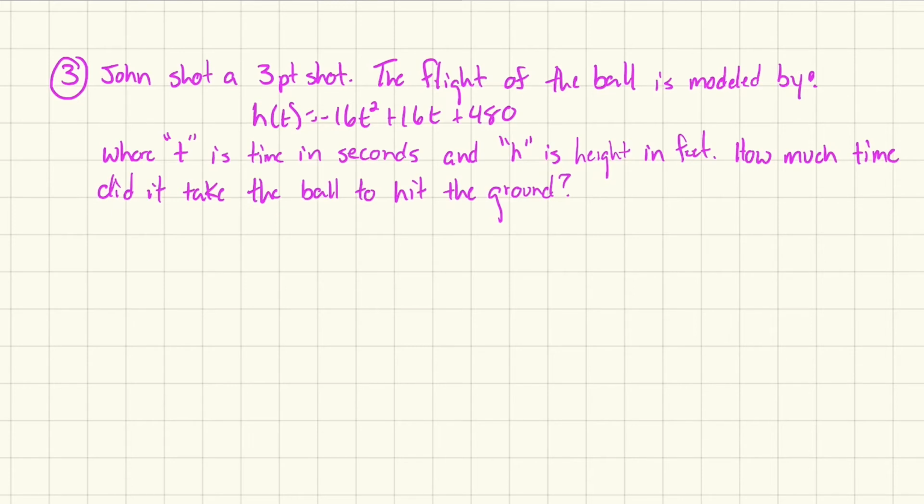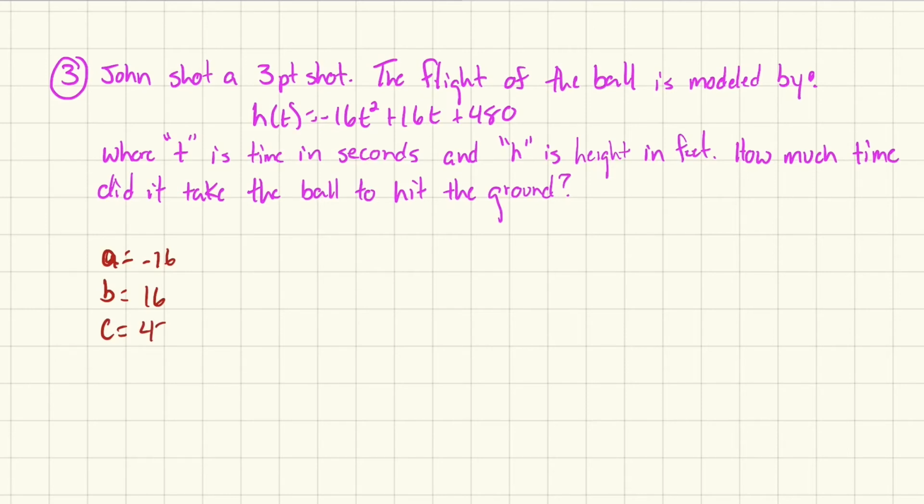T is measuring the time in seconds, and h is measuring the height in feet. How much time did it take for the ball to hit the ground? So, what we're going to do here is we are going to do the quadratic formula. So, we got to find our A, our B, and our C. A is negative 16, B is positive 16, and C is 480.